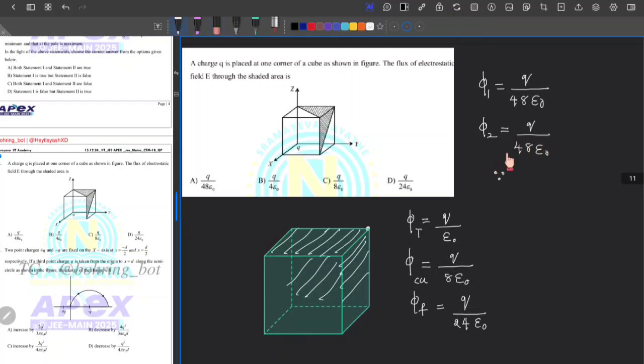You need to find out a total. Therefore you could say phi is equal to q by 24 epsilon naught. That was the answer. So phi is equal to q by 24 epsilon naught. So option D is the right answer for this.